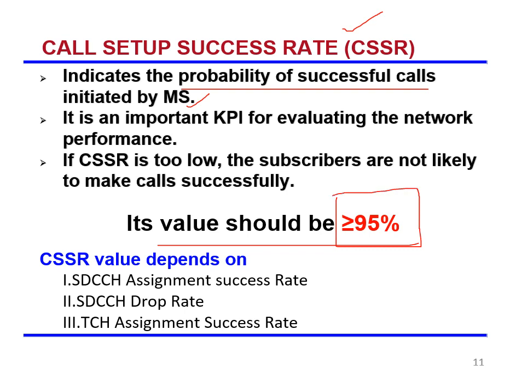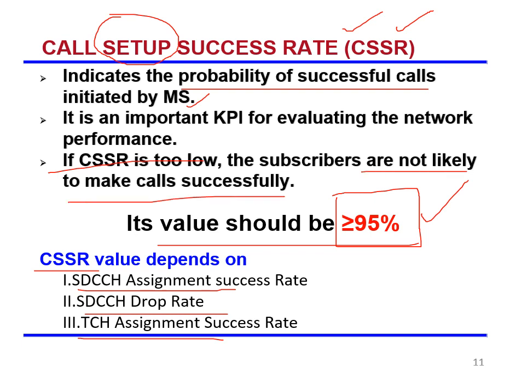TCH congestion rate less than or equal to 2%, SDCCH congestion rate less than 1%, and CSSR, call setup success rate, meaning how many calls are successfully set up, should be 95%. This depends on SDCCH assignment, SDCCH drop rate, and TCH assignment. So all are interrelated. If the SDCCH is not good, call setup will also not be good. It is an important parameter for evaluating network performance. If CSSR is too low, subscribers are not likely to make calls successfully.